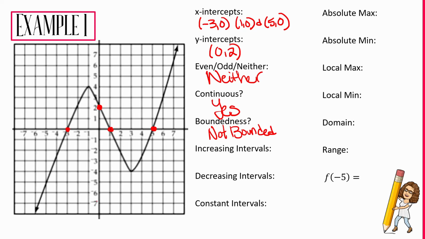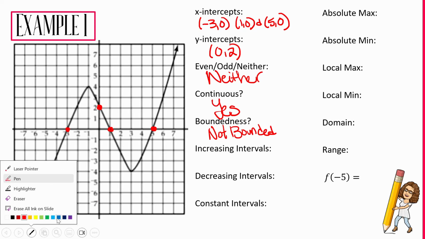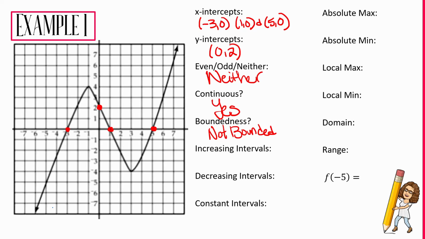Okay. Increasing intervals. This is where color might be helpful. So increasing means that from left to right, it looks like the graph is going up. So notice right here, I'm going to kind of color right here. This is the graph going up, right? It is increasing. It stops increasing right here at -1, right? Or 4 on the y. Now, increasing intervals, you're talking about the x values. You're not talking about the y. Where on the y values are you increasing? Okay, so it's saying what x values are corresponding when you are increasing.